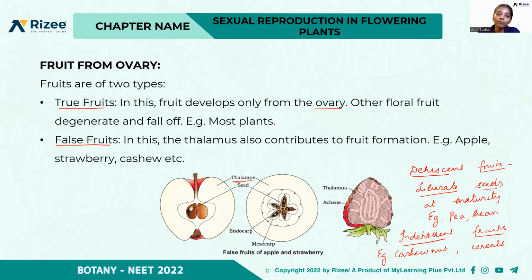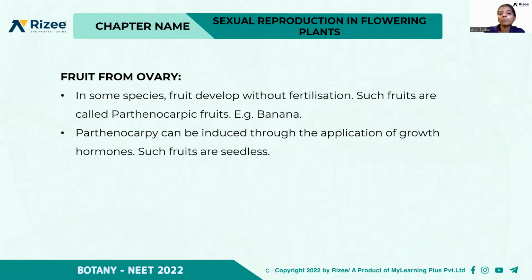So true fruits and false fruits are the classification based on how the fruit develops, either from the ovary or from some other part, right? So the fruits are of different types. In some species, the fruit develops without fertilization, that is, even without the fusion. Such fruits are called parthenocarpic fruits. An example of a parthenocarpic fruit is banana, right?